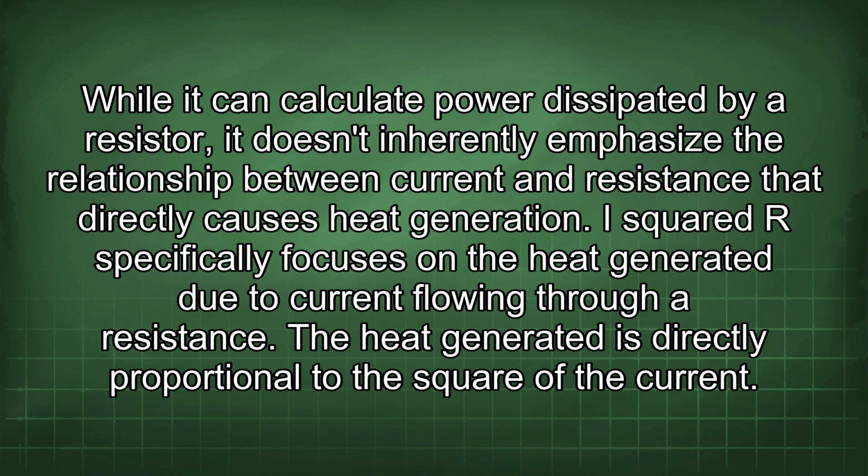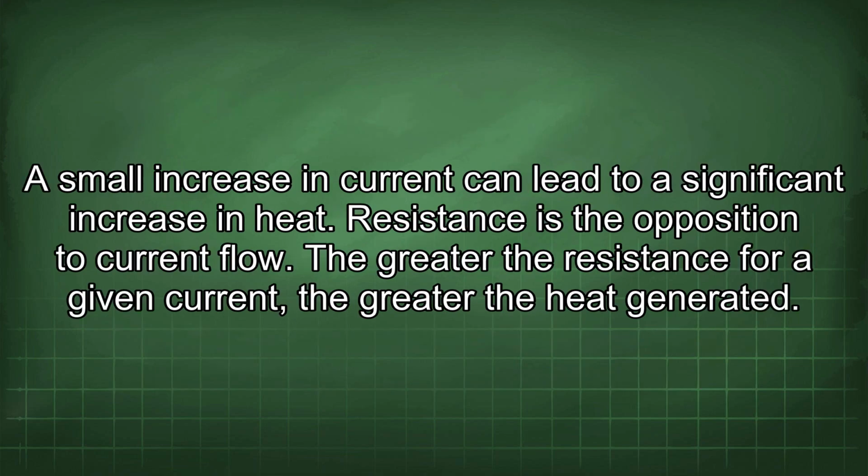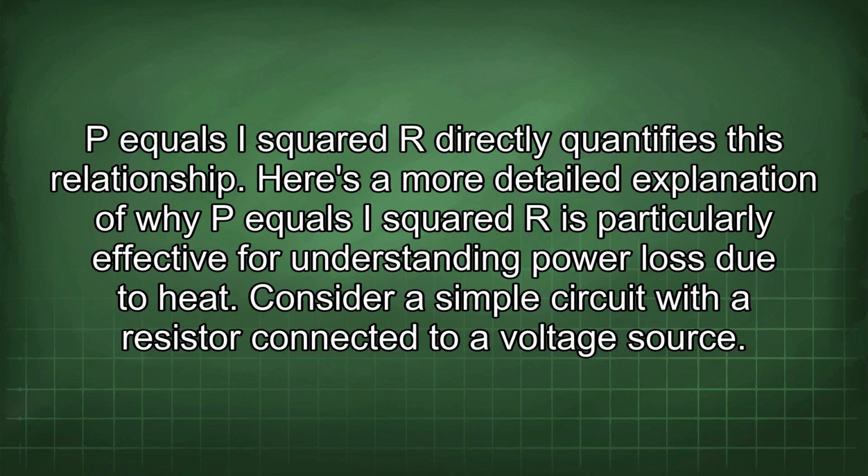The heat generated is directly proportional to the square of the current. A small increase in current can lead to a significant increase in heat. Resistance is the opposition to current flow. The greater the resistance for a given current, the greater the heat generated. P equals I squared R directly quantifies this relationship.